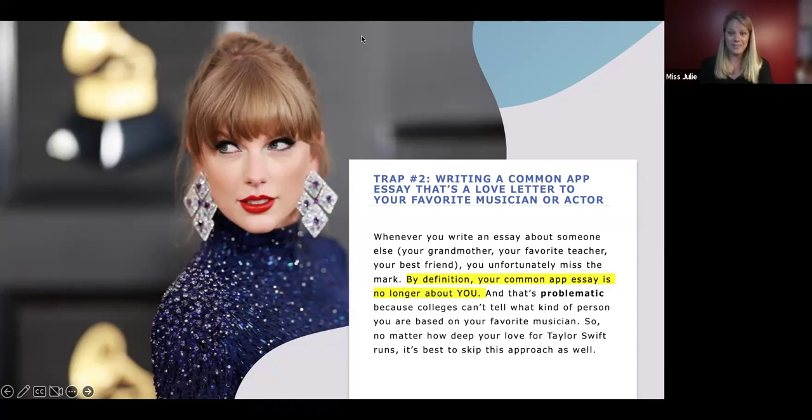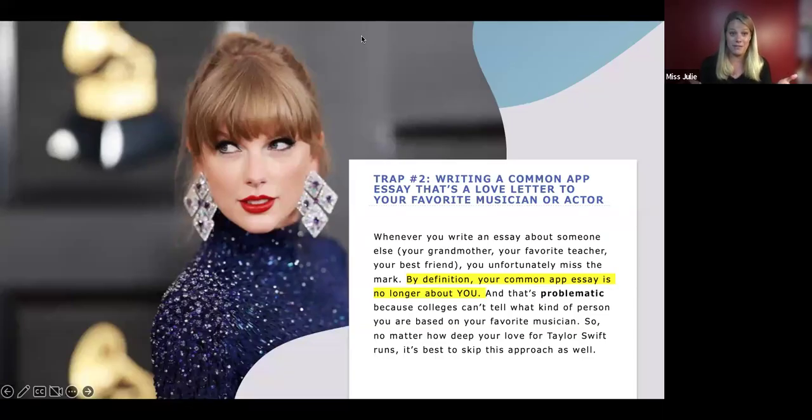Whenever you write an essay about someone else, your grandmother, your favorite teacher, your best friend, Taylor Swift, right? By definition, your Common App essay is no longer about you, right? Remember we talked about those secondary characters? And that's problematic because colleges can't tell what kind of person you are based on your favorite musician. Remember, you have to look at these essays through the lens of an admission officer. What am I learning about you, right? What am I learning about the person?